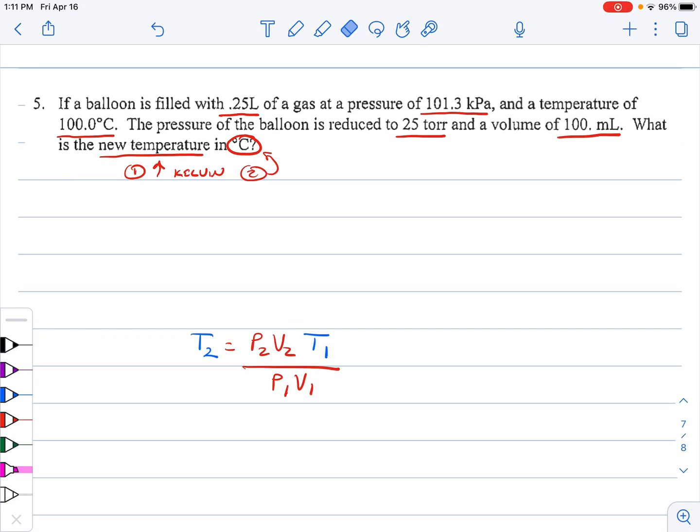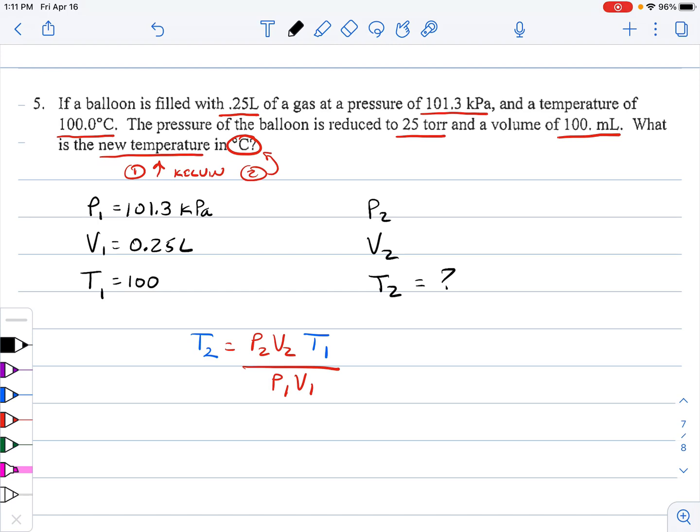Let's identify the variables that we have. We know that we have P1, V1, and T1, and P2, V2, and T2, with T2 being unknown. Our initial pressure is 101.3 kilopascals. Our initial volume is 0.25 liters. Our initial temperature is 100 degrees Celsius. Our second pressure, so the resulting pressure, is 25 torr, and the volume is 100 milliliters.